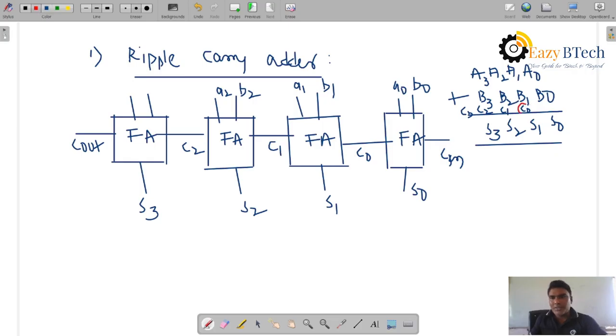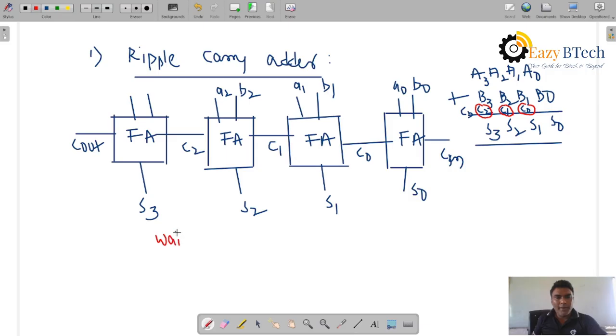The next level addition should wait for the carry from the lower level. We are adding A2, B2, waiting for this C1, and this is also waiting for the second level, the C2 carry. So it is a ripple carry adder. Every time it is waiting.